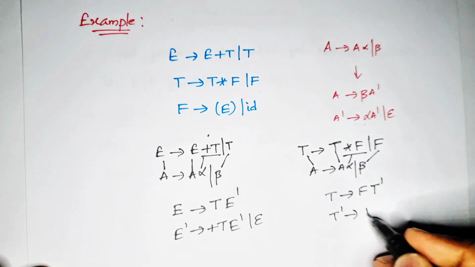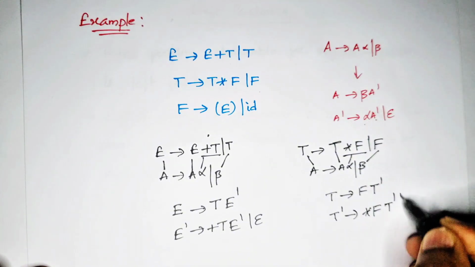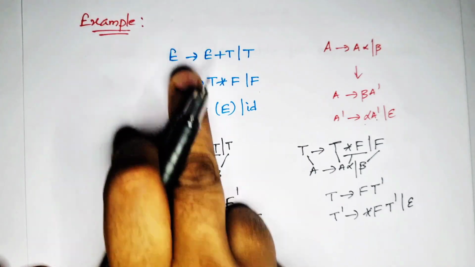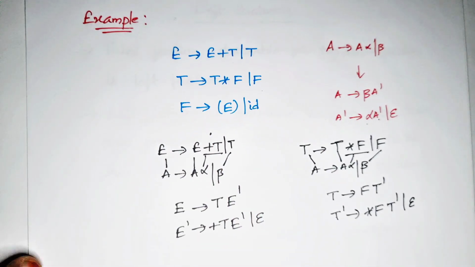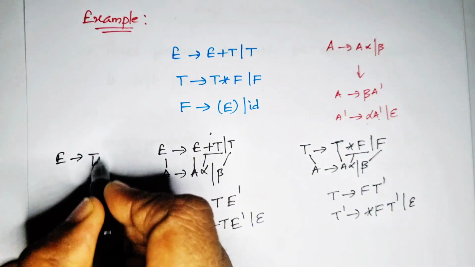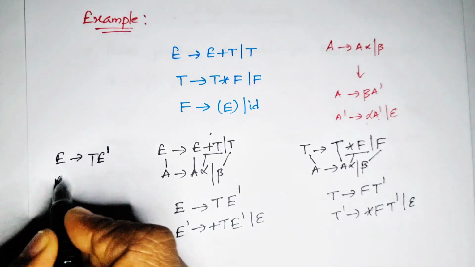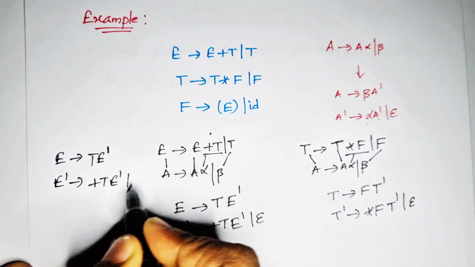What is alpha? Star F. A dash means again T dash or epsilon. Means these two have been considered as left recursion and the left recursion is removed. The final grammar will be like this: E goes to T E dash, E dash goes to plus T E dash or epsilon.